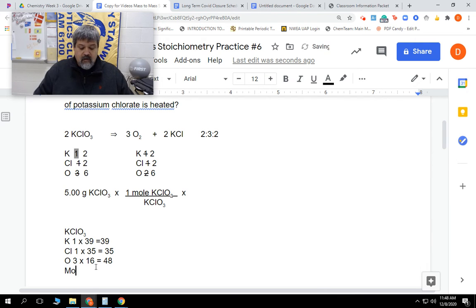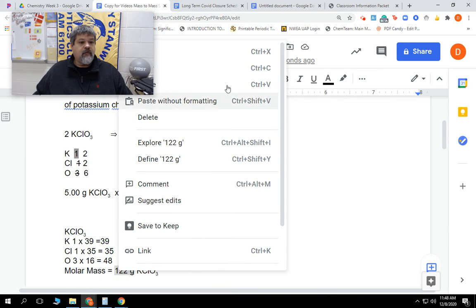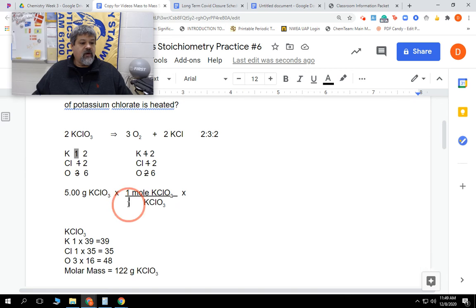So the molar mass is equal to 122 grams of potassium chlorate. Okay, so what we're going to do is put this 122 grams of potassium chlorate right here, copy it and paste it right here. Once I paste it right there, I know that I can get rid of something. I can get rid of my grams of potassium chlorate here, and I can get rid of my grams of potassium chlorate here.